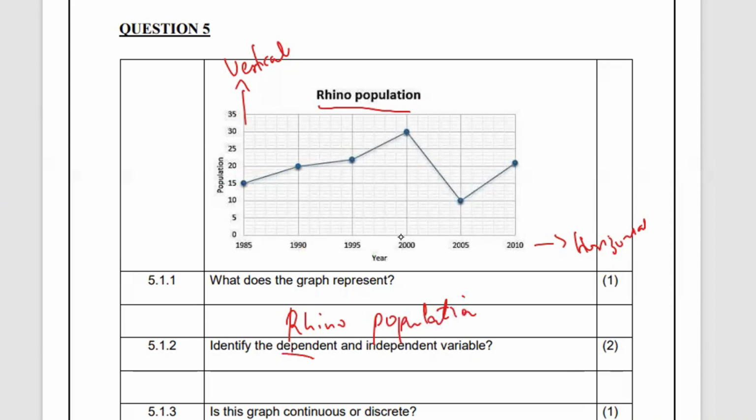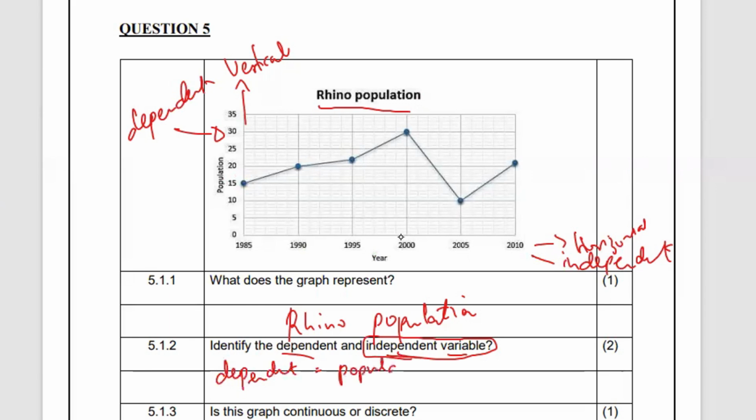Then identify the dependent and the independent. So independent variables are those variables that are not affected by other variables. And in most cases, we find these variables by the horizontal. Okay, so that is the independent variable. Then the dependent will be found on the vertical axis because this one depends on what is down here. Okay, so just to answer the question, so dependent variable is going to be the population. Okay, population becomes our dependent variable. And then the independent variable. Independent, remember we said there.